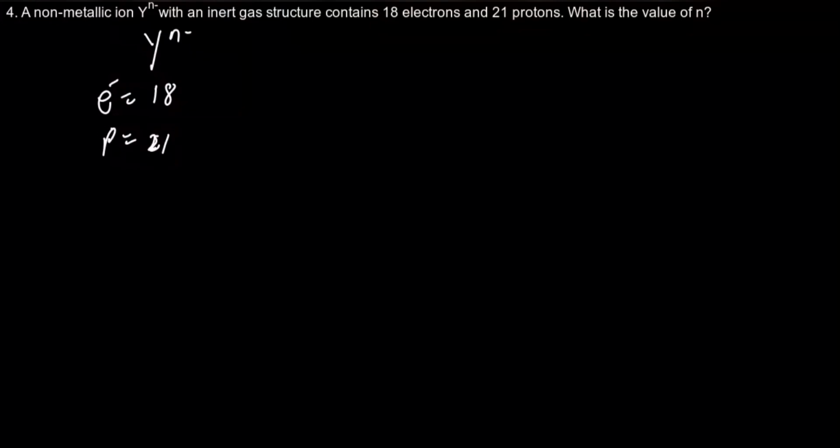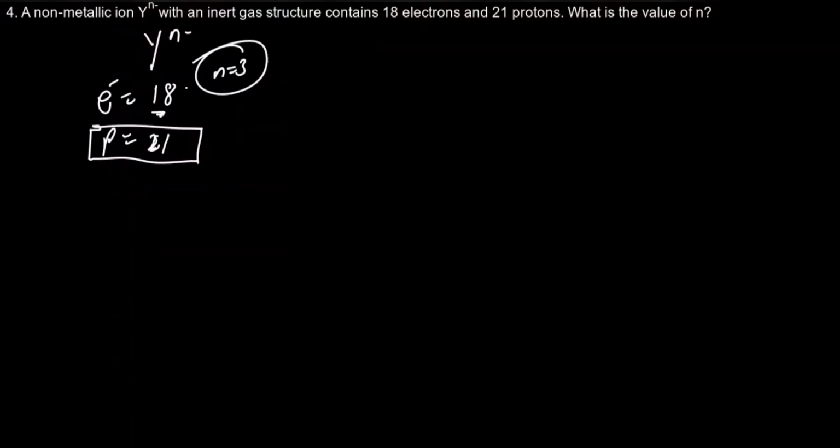Remember that normally you have your number of proton. Remember, proton doesn't change, it is 21. And you are now having 18 electrons. What does that mean? It means that this Y has lost how many electrons? Check it out. It has lost 3 electrons. Because if I add 3 to this, I'll have 21 electrons, which makes it neutral. But it's not having 21, it's having 18. It means that it has lost 3 electrons. And that shows that n is equal to 3.